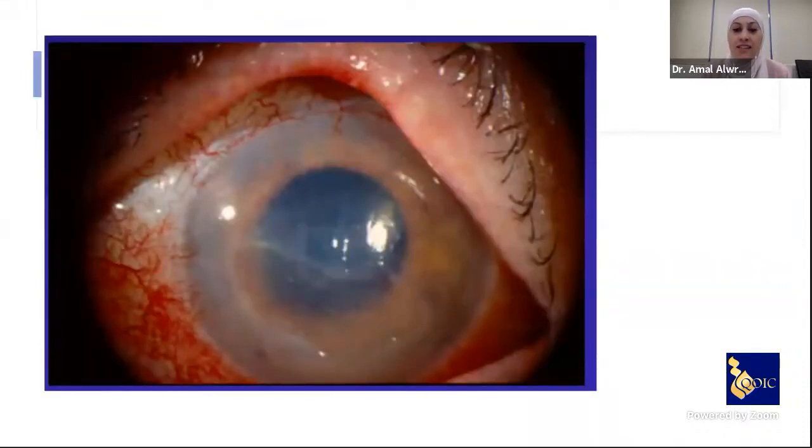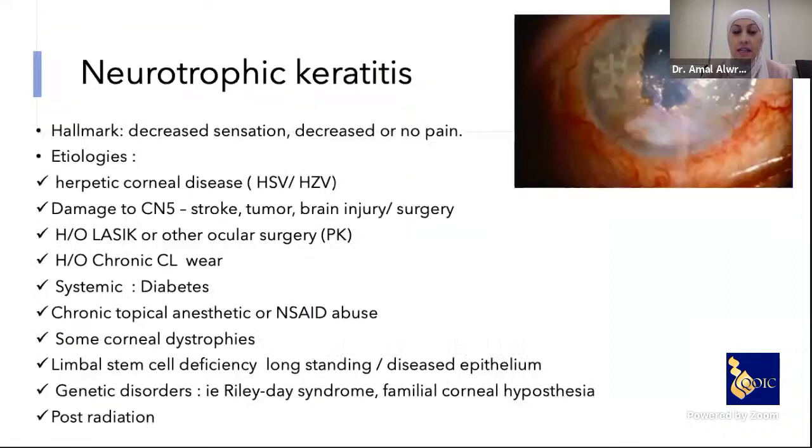So all of us might encounter this kind of corneal ulcers. And when you see this, you know that this patient will stay a lot and you will have a lot of visits, and it will be a long journey in treating such types of corneal ulcers. So as we all know, in neurotrophic keratitis, the hallmark is decreased or no corneal sensation. There are many causes. On top of those comes herpetic corneal disease, as we all know, herpes simplex and herpes zoster virus. Any cause of damage to the fifth cranial nerve, history of LASIK, ocular surgeries, any history of contact lens wear, systemic diseases, chronic topical anesthetics or NSAID abuse, some corneal dystrophies, limbal stem cell deficiency. This is a very long list.